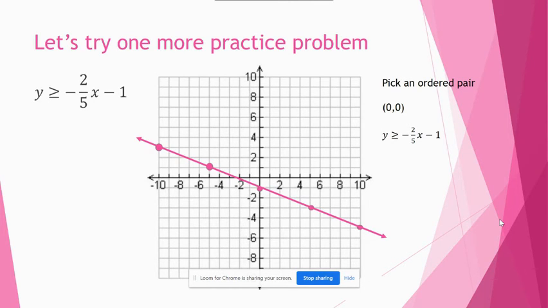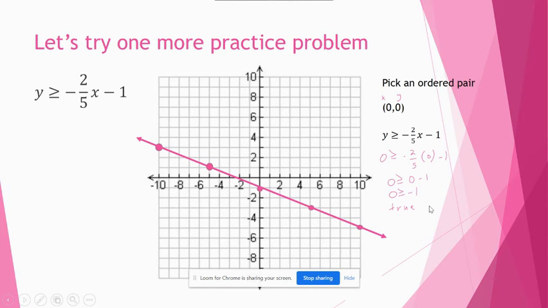Again, I had y is greater than or equal to -2/5 x minus 1. So I know 0 is x, 0 is y. I substitute 0 in for y and 0 in for x. -2/5 times 0 is just 0, and then 0 minus 1 is -1. So I'm left after I substitute in with 0 is greater than or equal to -1, and that's true. 0 is greater than -1, so that's a true statement.